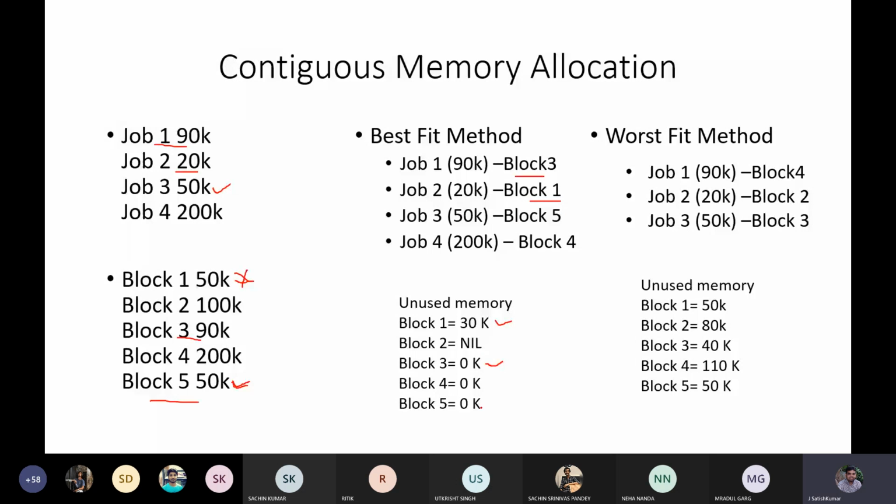So here the unused space again will be 0 bytes. Then job 4 with 200K, you cannot allocate anywhere but here. So here also unused space is 0. Job 4 will take block 4. Here block 2 is not used at all, so the memory is nil. So here the unused memory is just 30 kilobytes. When a new process is coming, you can allocate to block 2. Is this clear how the best fit works?